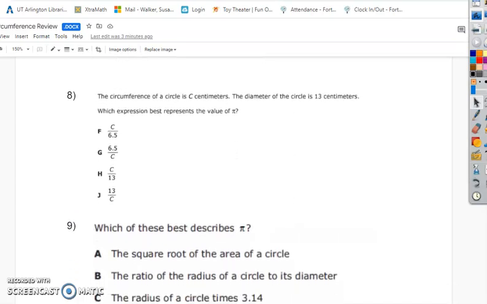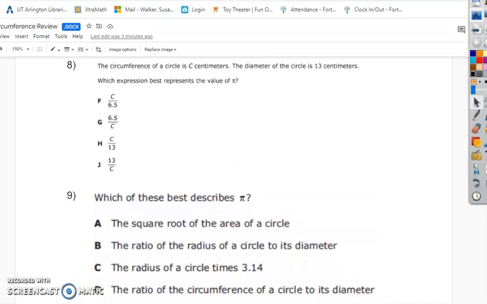And the last one we're going to go over is number 8. The circumference of a circle is c centimeters. The diameter is 13 centimeters. Which expression best represents the value of pi? So remember, pi is what we calculated when we did our Skittles lab or the M&M's lab. So if you were here the day we did that, you should remember that first we started by putting the Skittles where? That was on the outside of the circle, which is the circumference.